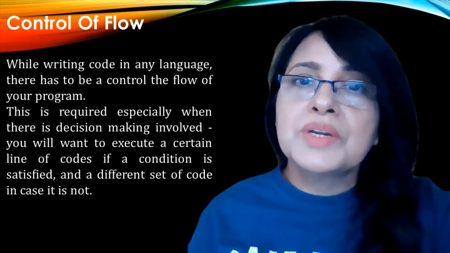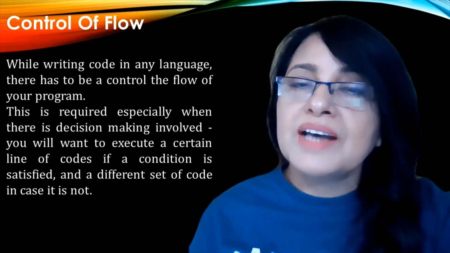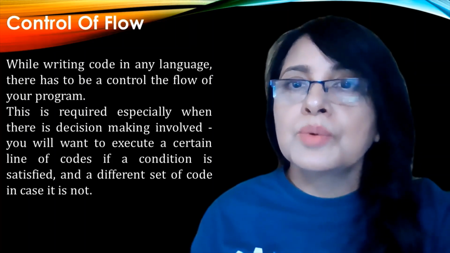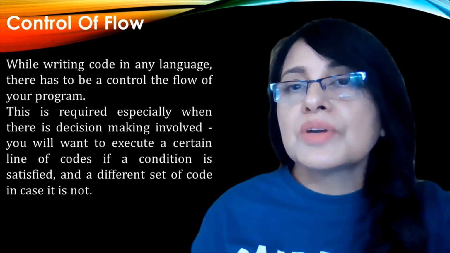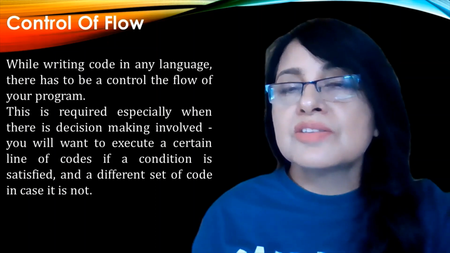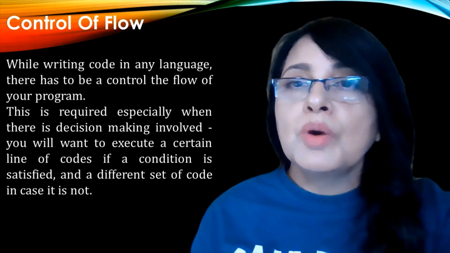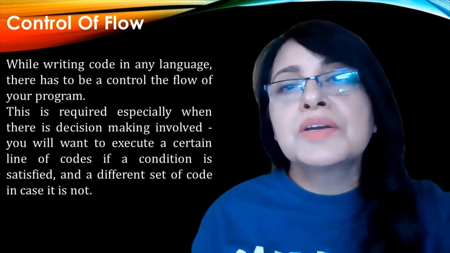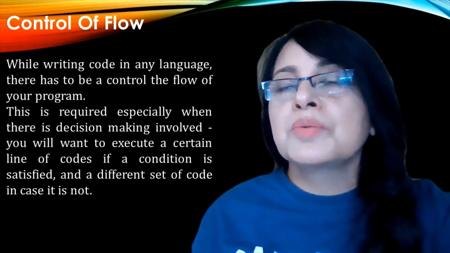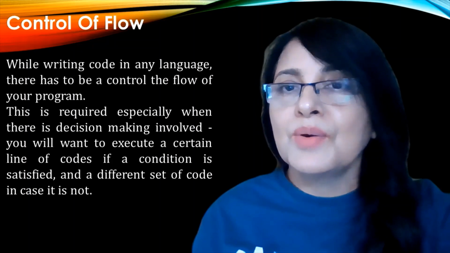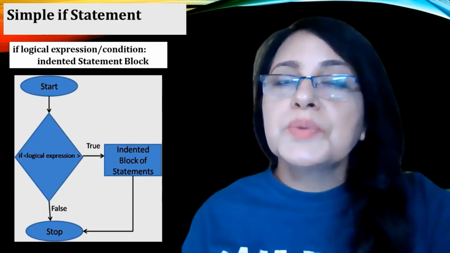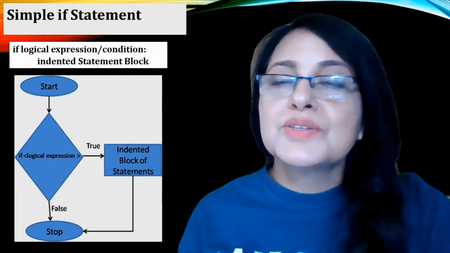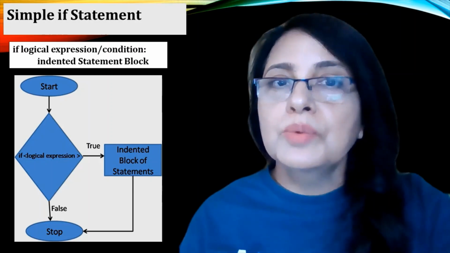While writing code in any programming language, there has to be a control of flow in the program. And this is required especially when there's decision making involved. You want to execute only a certain bit of the code and ignore the rest depending on whether the condition is satisfied or not. We start with a simple if statement to execute the control of flow.